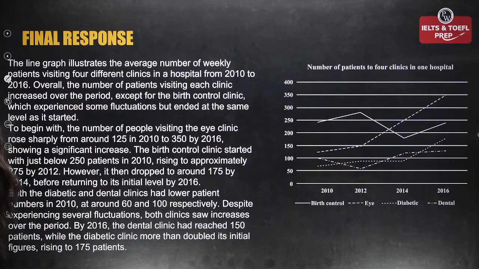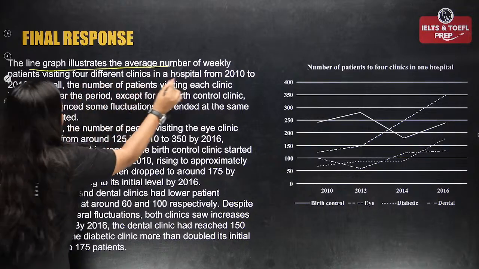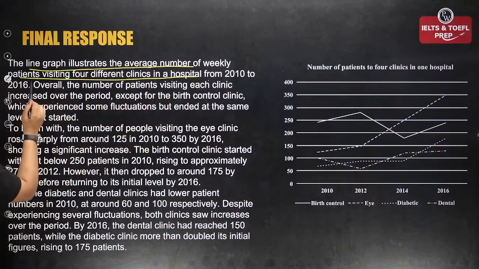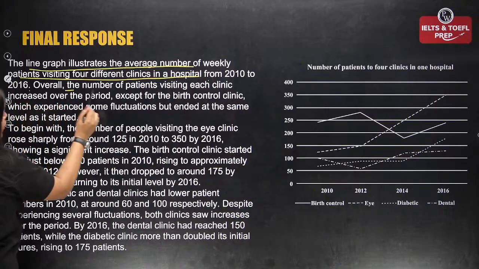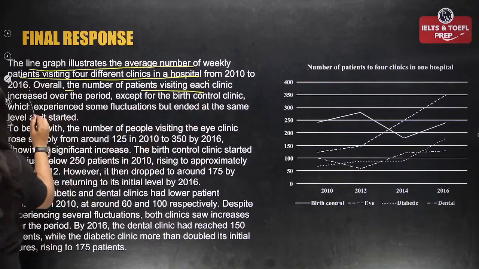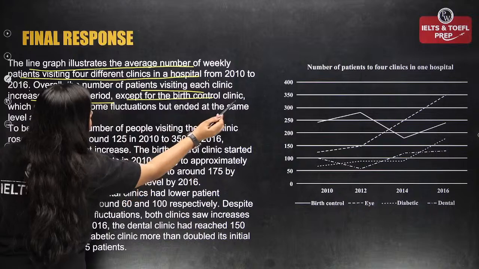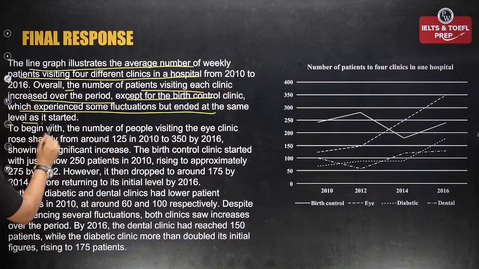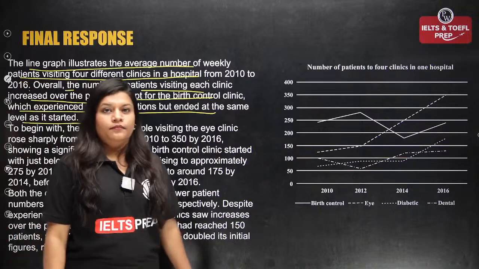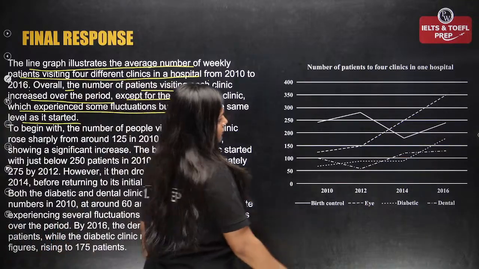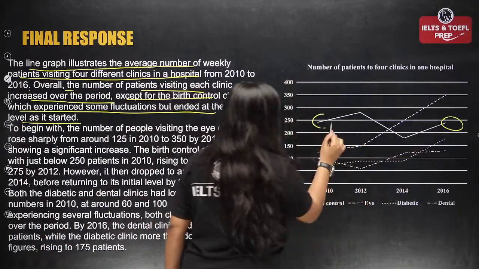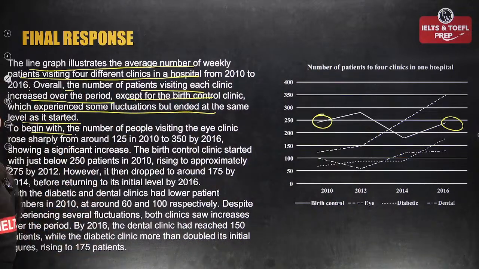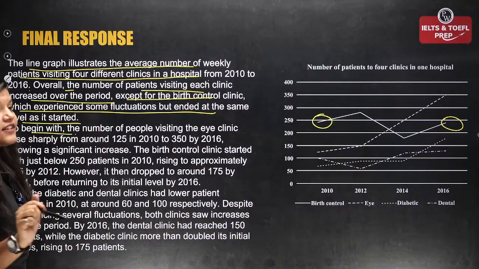You can have a quick look. The line graph illustrates the average number of weekly patients visiting 4 different clinics in a hospital from 2010 to 2016. Overall, the number of patients visiting each clinic increased over the period except for the birth control clinic, which has experienced some fluctuation but ended at the same level as it started. Okay. To begin with, again, make sure you start with a good opening statement.